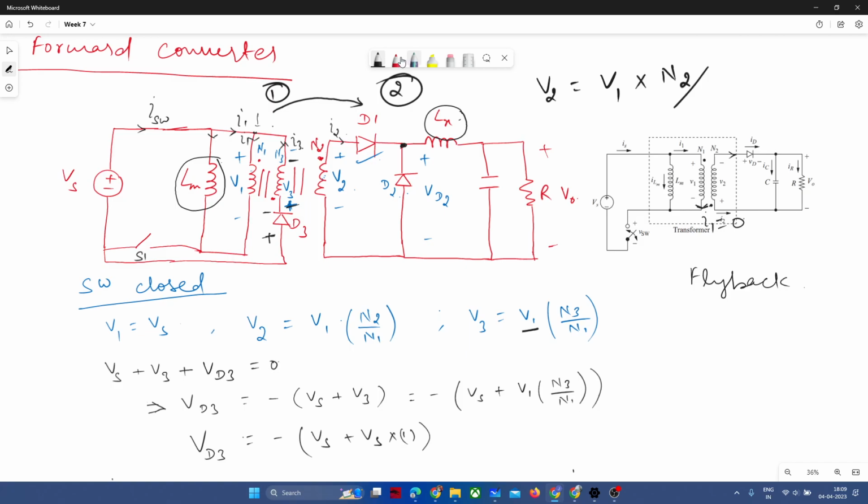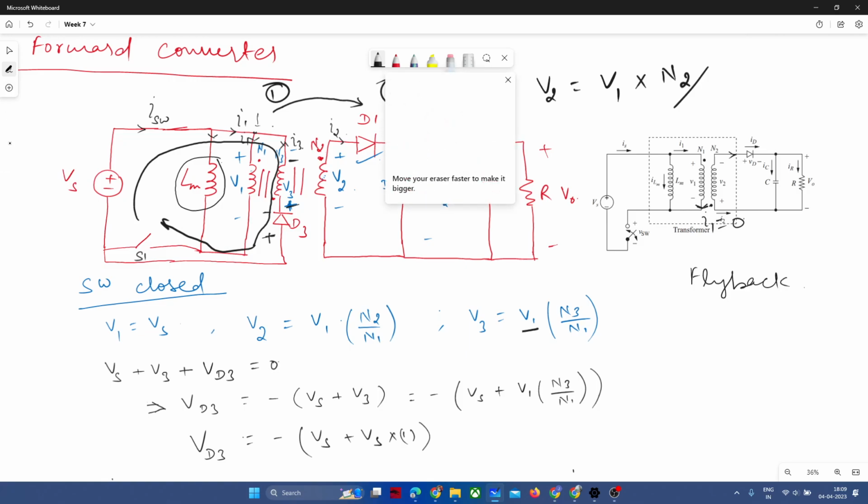Once you move along this KVL loop, you will see that Vs minus V3 plus Vd3 is equal to 0, right? Sorry, Vs plus V3 minus Vd3 is equal to 0. If you are taking the positive convention, then minus 2 plus Vs, again minus 2 plus V3, and plus 2 minus, that will be the blocking mode of the diode, so it will be minus Vd3.